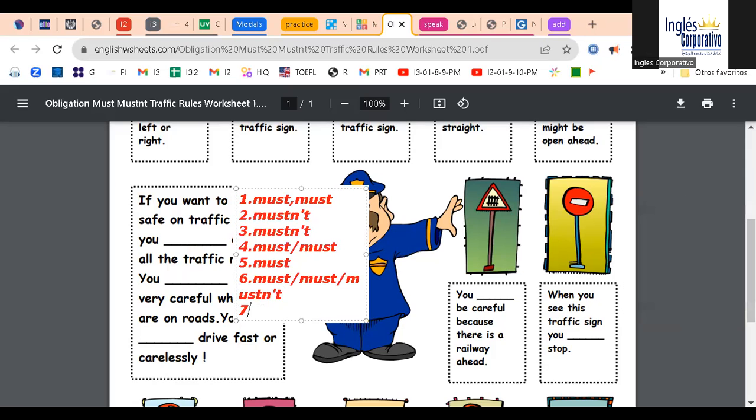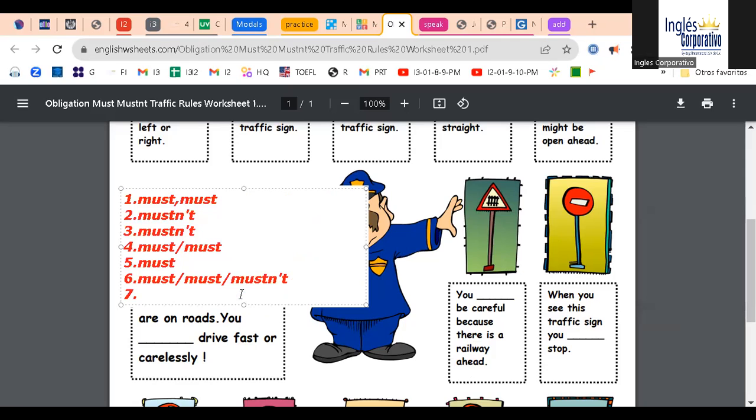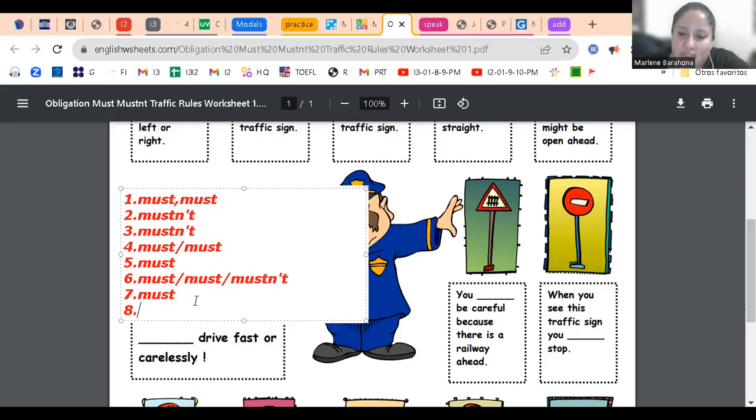Let's say that this is seven. Okay, this one. Seven, anybody? You must be careful because there is a railway ahead. Okay. Number eight, volunteer. Okay, so what do you think? When you see this traffic sign, you must stop. Okay. You sure? I don't know. I don't remember that sign.